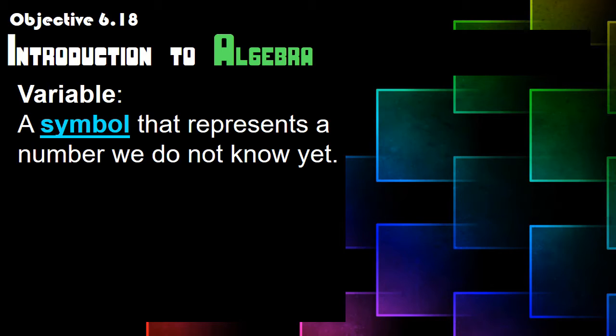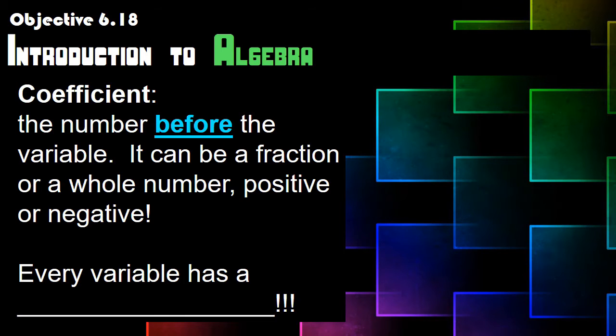First term is called a variable. This is a symbol, your fill in the blank, a symbol that represents a number we do not know yet. Typically in algebra, these are represented by letters, and so you might see x or y or the letter a or b. Any kind of letter or symbol will tell you in a math sentence or math expression that this is a number that we do not know yet. So we call this a variable.